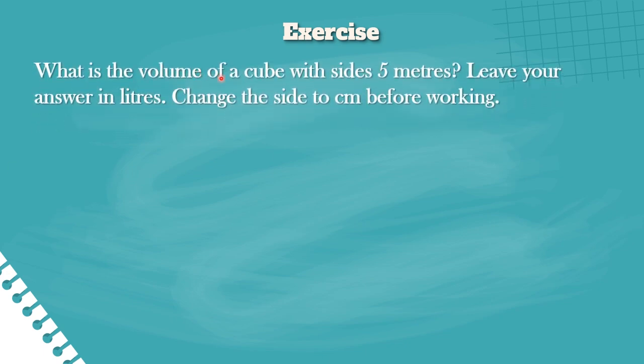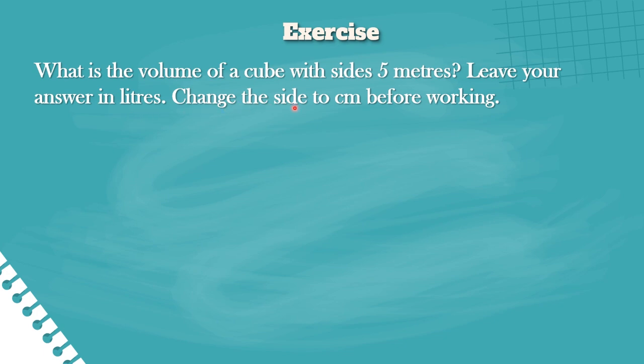Now let's look at this exercise together. What is the volume of a cube with sides 5 meters? Now remember, we were given only one side, but they want you to think that since it's a cube, it has all its sides equal. So if the length is 5 meters, the breadth will be 5 meters, the height will also be 5 meters. You have to leave your answer in liters.